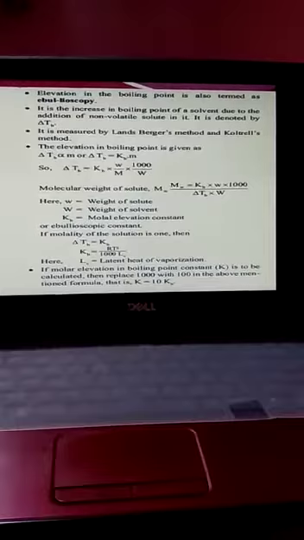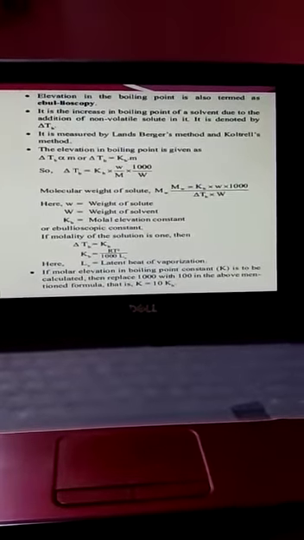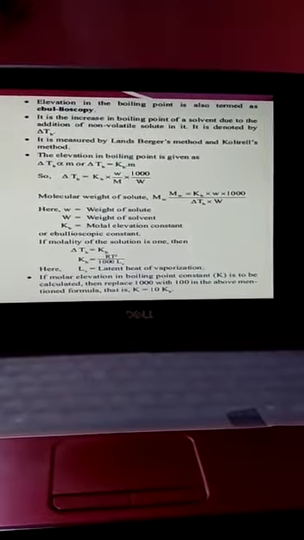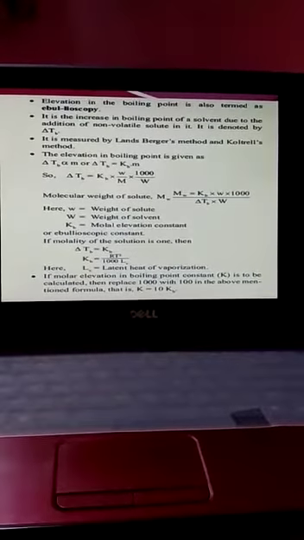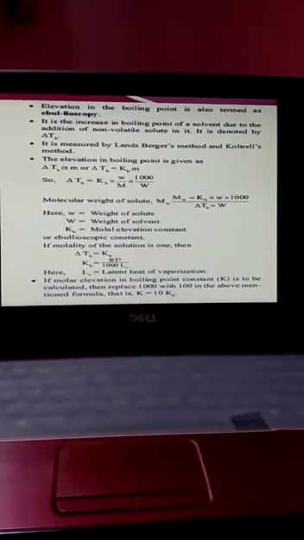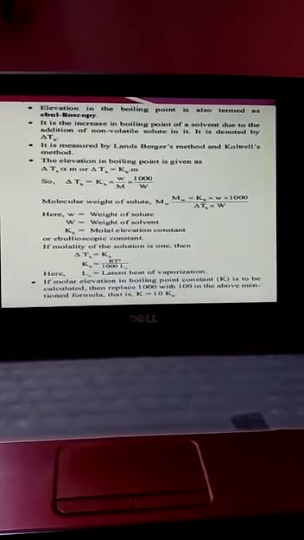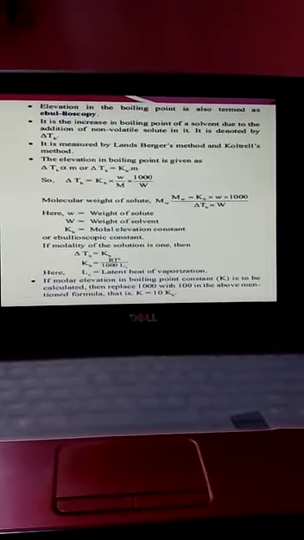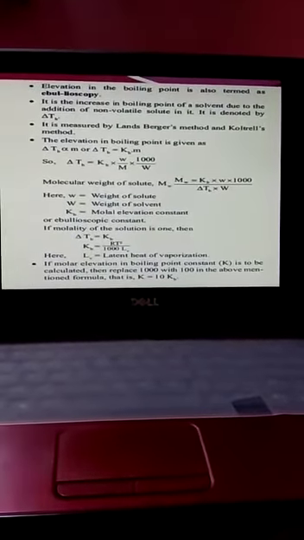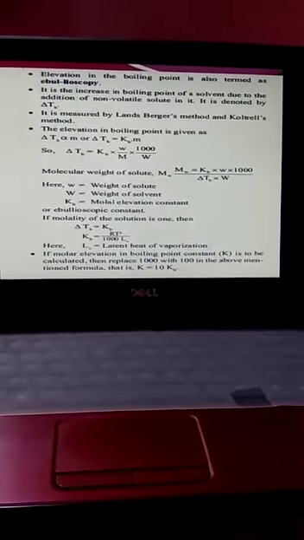Suppose we want to determine the value of Kb, the molar elevation constant. That will be equal to R Tb square upon 1000 into Lv, where Lv is the latent heat of vaporization, R is the universal gas constant, and Tb is the boiling point of the pure solvent.